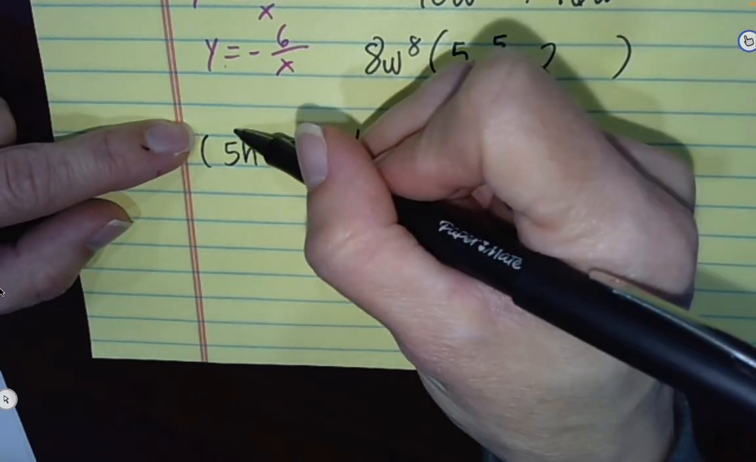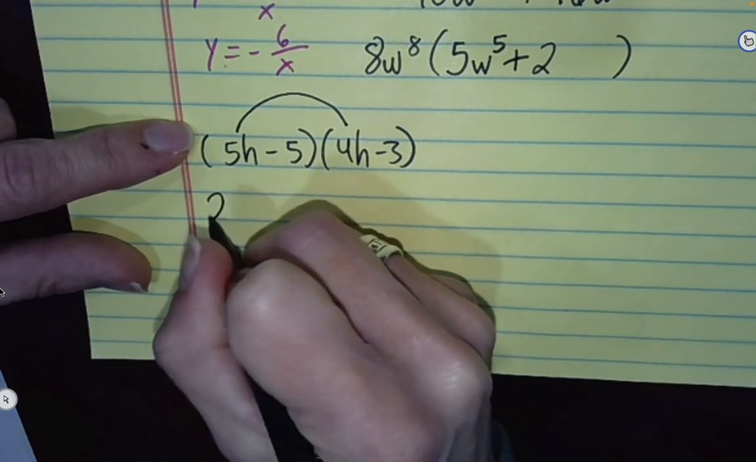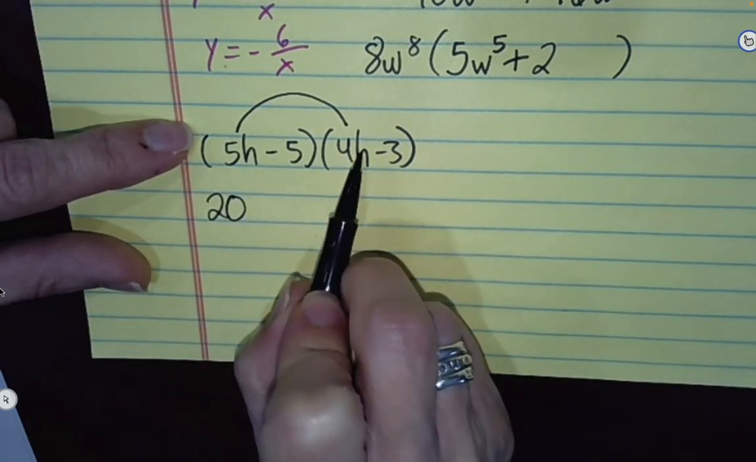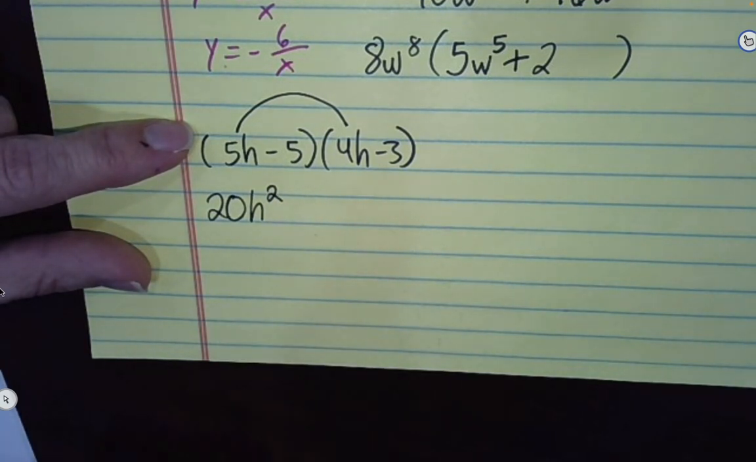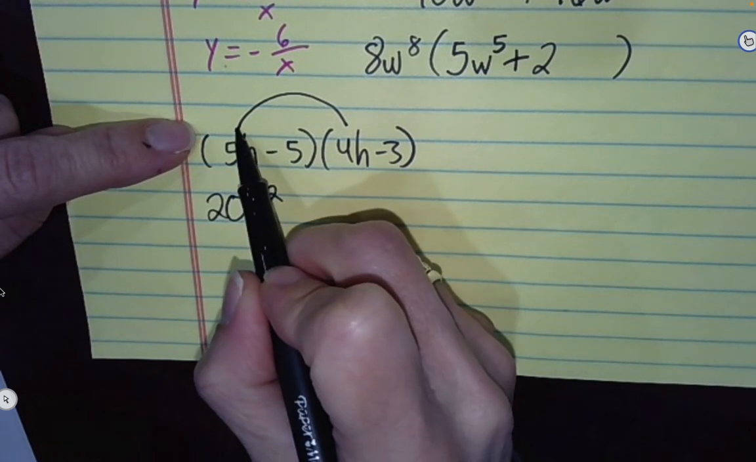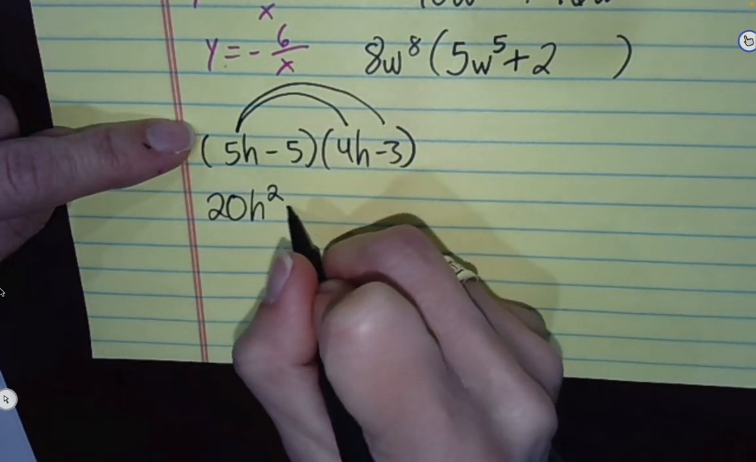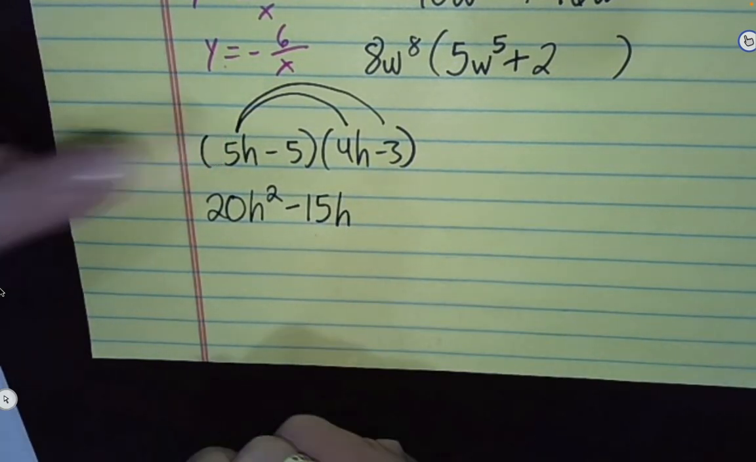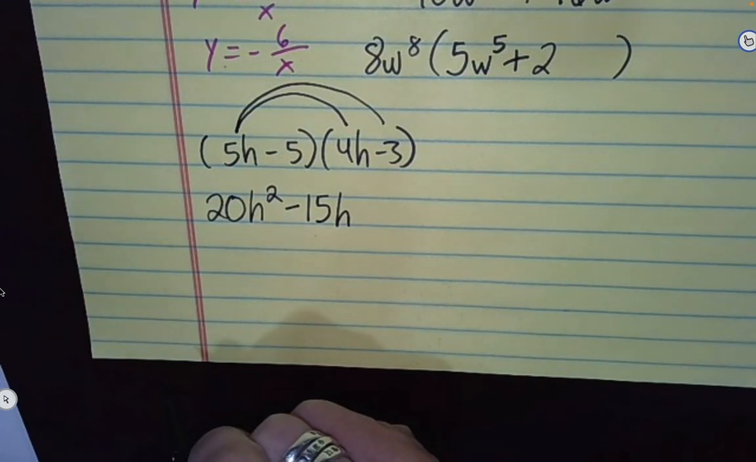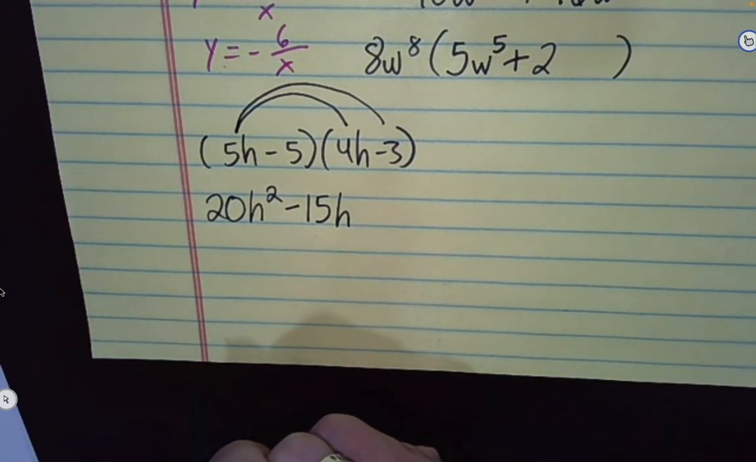So we're going to take our 5h and we're going to multiply it to everything over here. So what is 5 times 4? 20. And that's right. I have 2 h's, so I'm putting h squared. Are we good with that? Let's keep going. We have to multiply 5 times negative 3. What is that? Negative 15. And don't forget your h. Several of you on that paper I looked at, you were forgetting your variables. Don't forget that because it'll mess it all up.